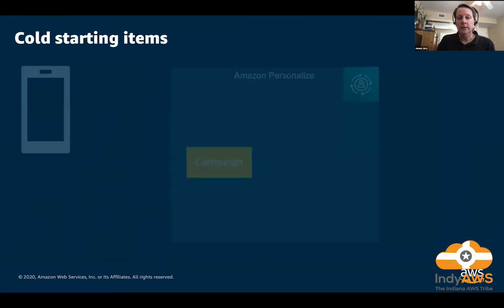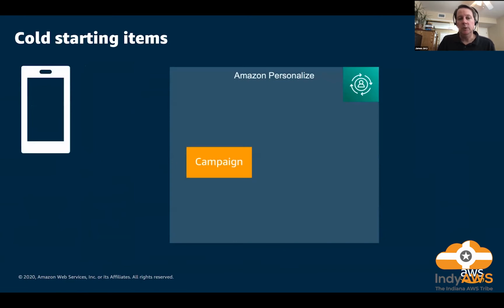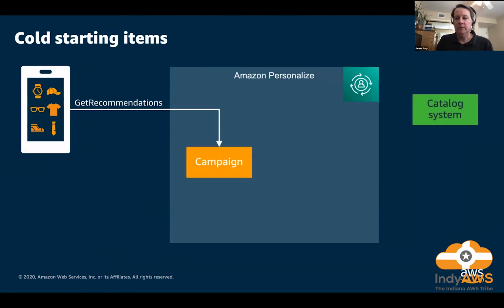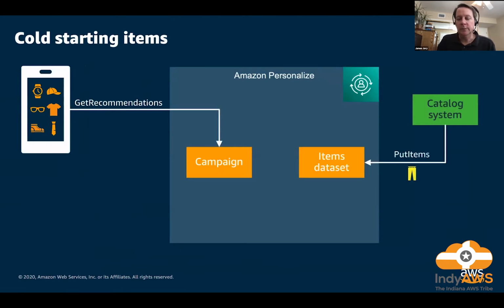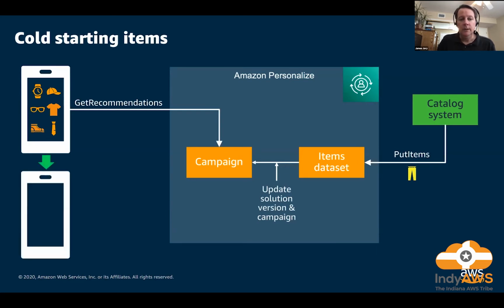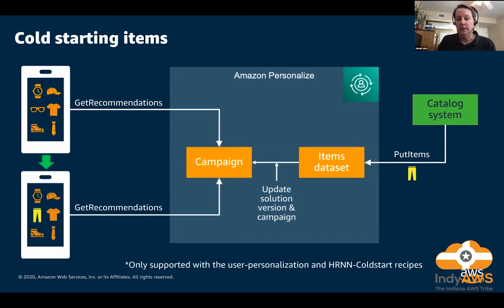Cold starting items is, again, we'll start with a mobile app. We have a campaign. We'll call get recommendations. And now maybe we have a catalog system over here, where we're managing our products in a catalog management system. Let's say we add a new product. So we call put items to incorporate that in the items data set. The campaign is updated on a periodic basis in the background to include those new items. Then when we call get recommendations again, we'll see that that new product is included in recommendations.